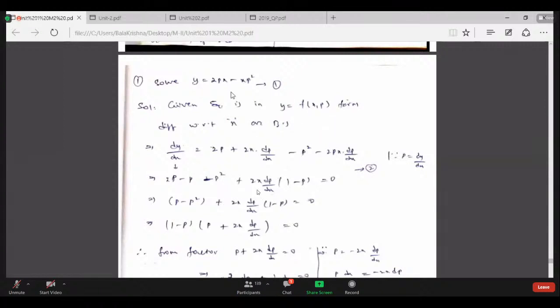Suppose you are unable to write this equation as y is equal to f of x comma p, then try to express x is equal to f of y comma p. Compulsorily you will have it in one of the two forms.